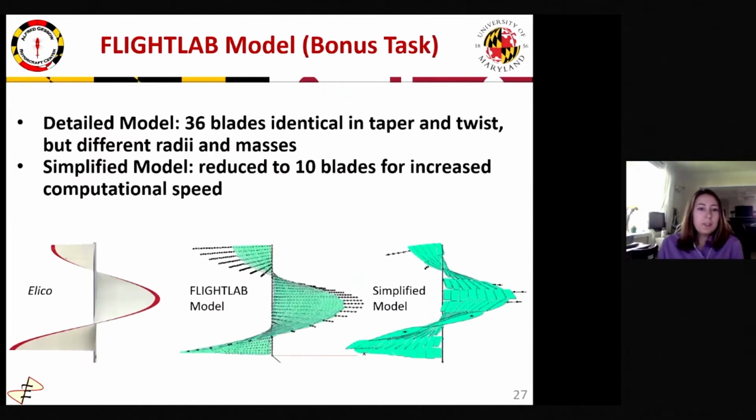Thanks, James. So we participated in the bonus task and used ART's Flight Lab simulation software to look at Helico's stability. First, we built a model to match Helico geometrically. This model consisted of 36 blades that are identical in taper and twist, but have different radii and therefore different masses. This model is pictured below in the center. As you can see, it is a pretty good visual match to Helico, but took a lot of computation time. And since Helico has 4 rotors, we made a simplified model with a reduced number of blades, seen in the bottom right.